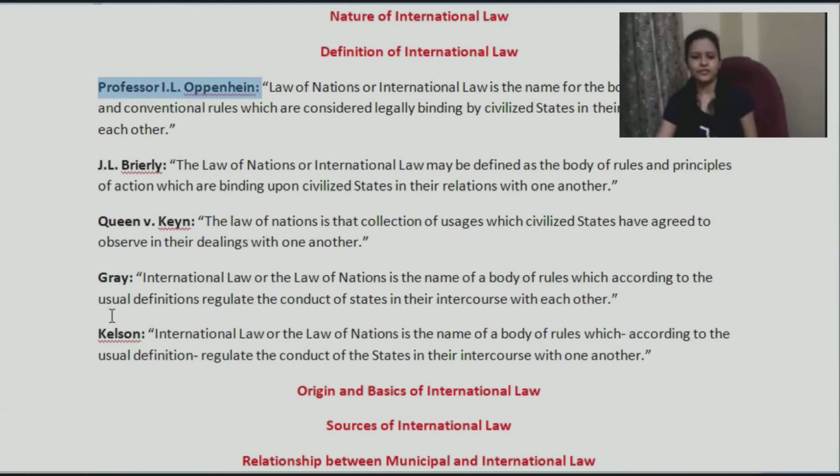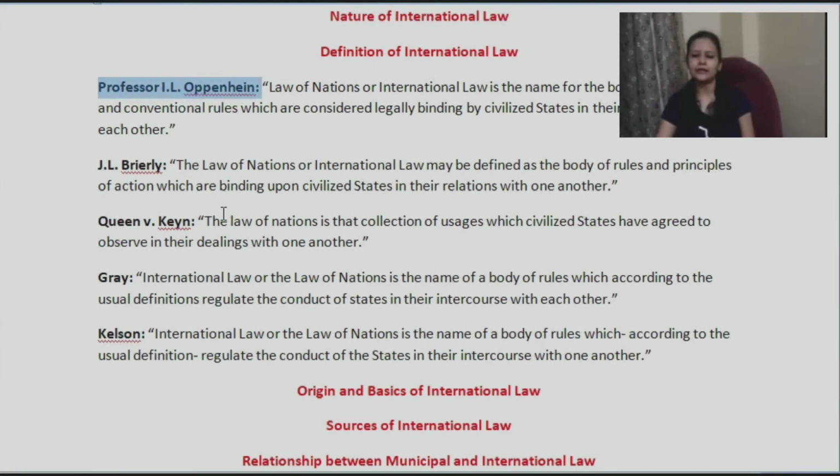And the last definition which we have is from Kelsen. International law or the law of nations is the name of a body of rules which, according to the usual definition, regulate the conduct of states in their intercourse with one another. So these are somewhat similar with one another, right? It basically says whatever rules or regulations or set of principles we follow while dealing with another country or in our relations with another nation, that is nothing but international law. So these are the 5 definitions that we have, and you can go for the ones that you feel are easier for you.